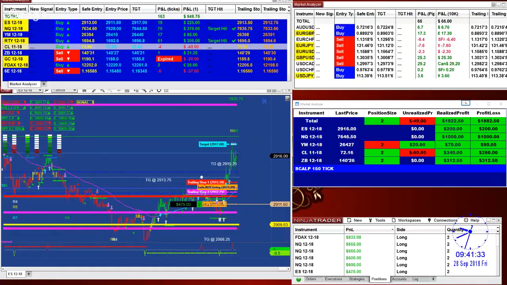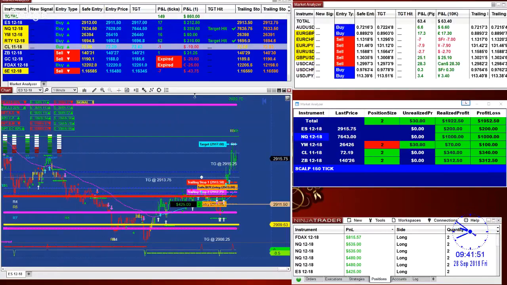Then each one of them, you get the entry and the target. On the pullback re-entry, you get those numbers. Then you have the P&L based from the last entry signal. And then you have the P&L and target hit or not. As an example, ES just hit the target.